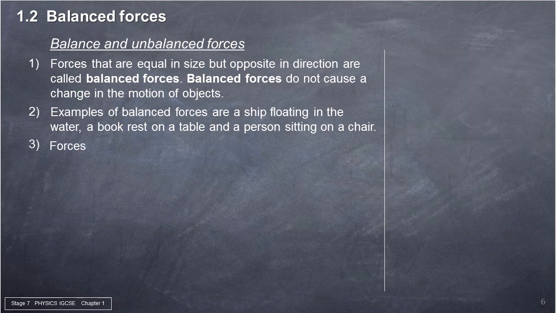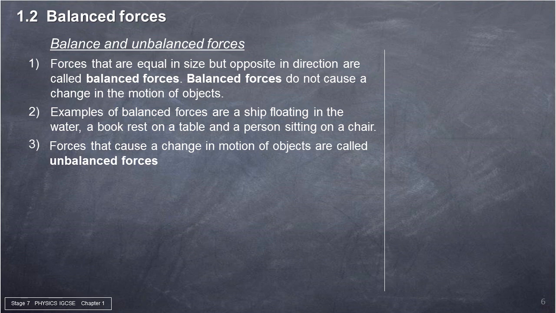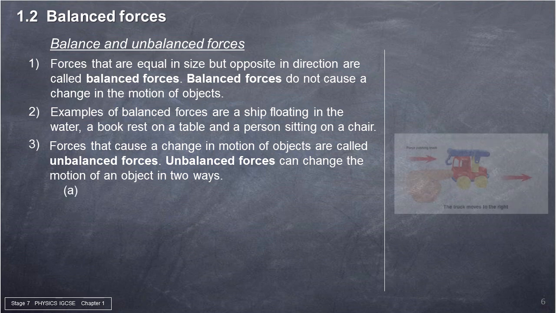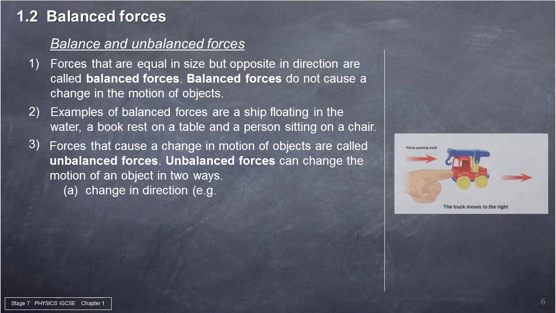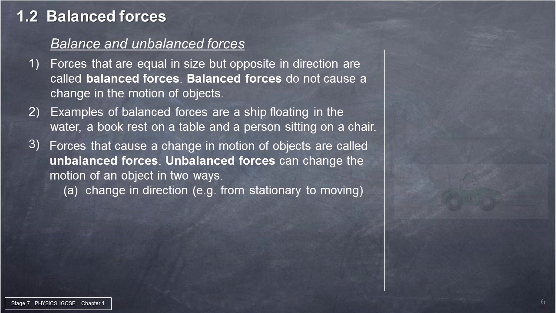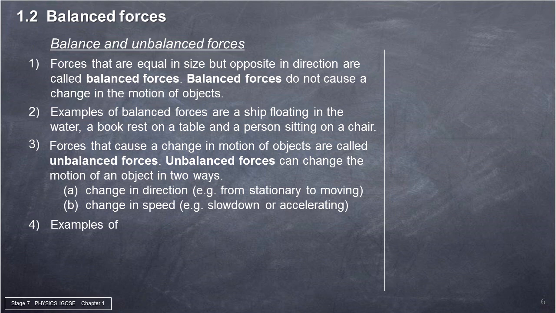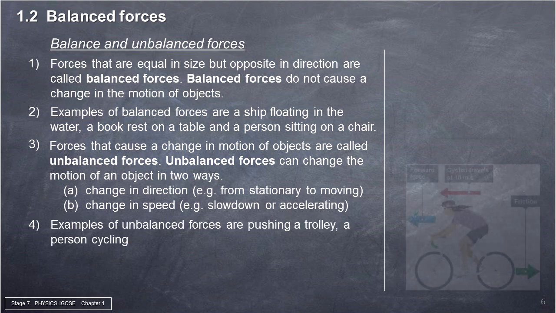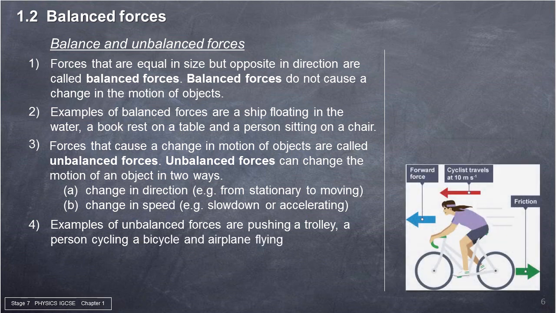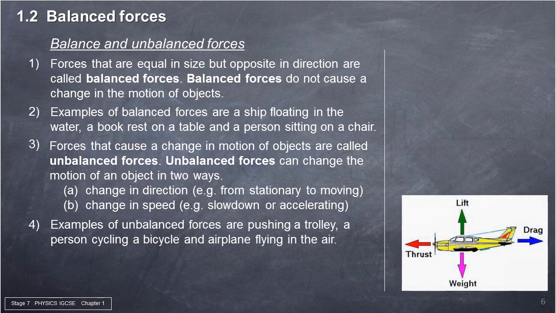3. Forces that cause a change in the motion of objects are called unbalanced forces. Unbalanced forces can change the motion of an object in two ways. A. Change in direction, for example from stationary to moving. B. Change in speed, for example slowing down or accelerating. 4. Examples of unbalanced forces are pushing a trolley, a person cycling a bicycle, and an airplane flying in the air.